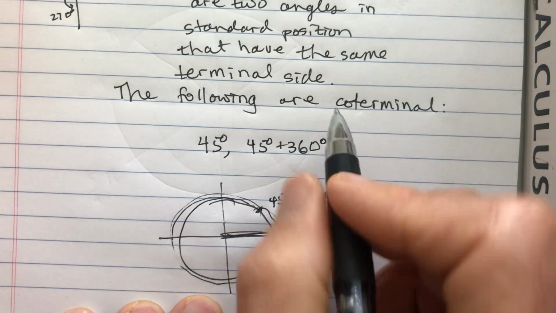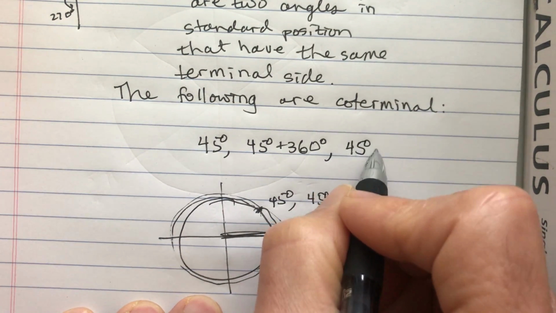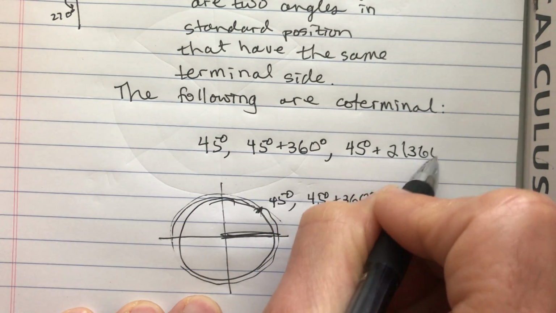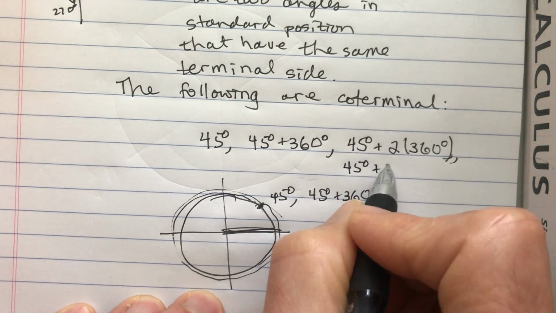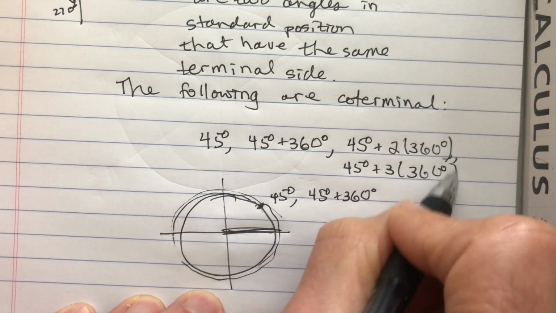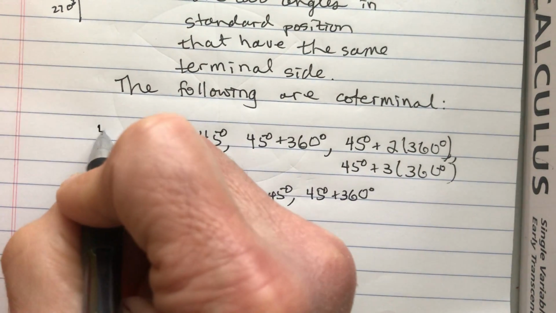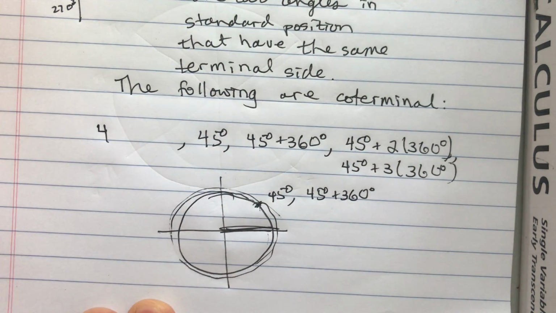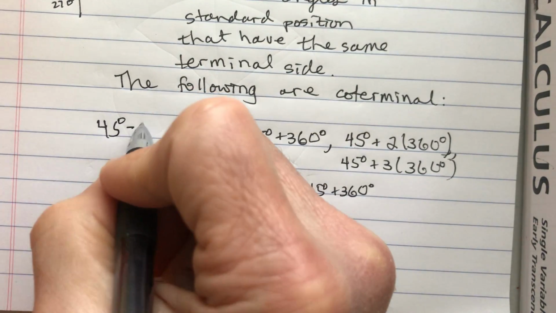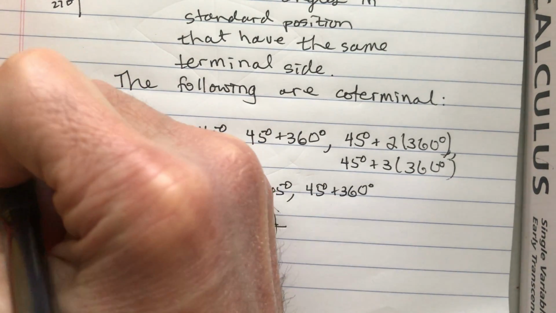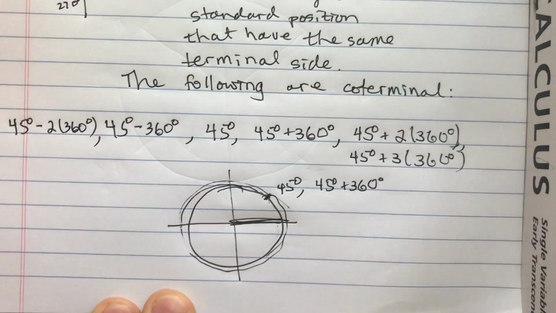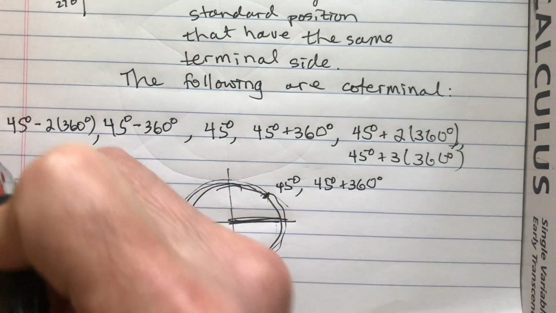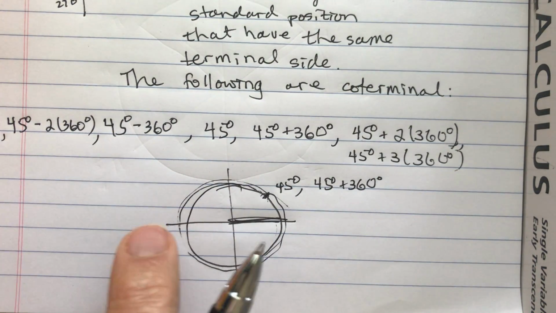Then if I keep going, I'm going to get 45 degrees plus 2 times 360 degrees. And then you can get 45 degrees plus 3 times 360 degrees. You can just keep adding each time. I can go the opposite way, which is opposite rotating, which would be clockwise. And so we have 45 degrees minus 360 degrees, 45 degrees minus 2 times 360 degrees, etc. So what do I see?